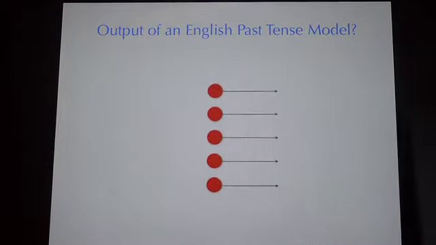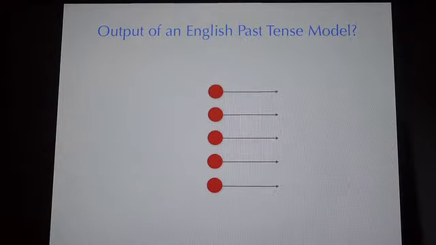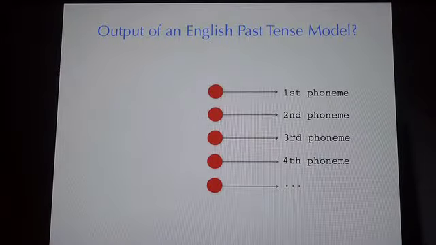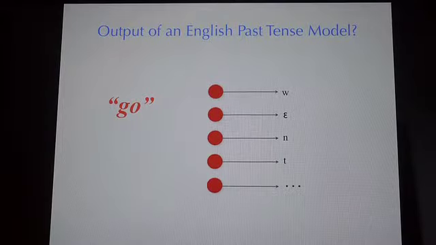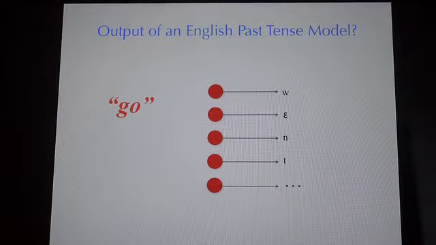In the case of the English past tense model, our output should be the form of the English past tense of the verb. This again could be a set of phonemes or a set of syllables or letters. For example, if our input was the verb go, our output should be a representation of the form went as a set of phonemes. So you see that we now have to think a little bit differently about how to simulate the input to the model and how to generate the output for each task that we want to simulate using a connectionist model.